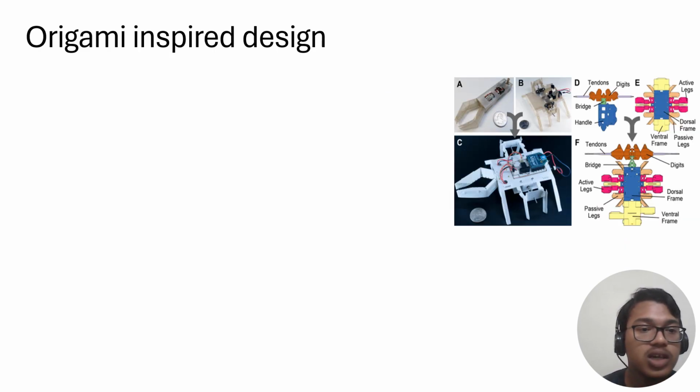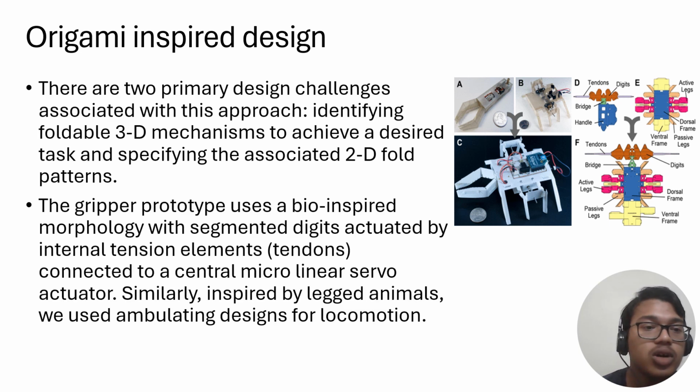Now let's talk about the origami-inspired design for the manipulator and the legged robot. There are two primary design challenges associated with this approach. First is identifying the foldable 3D mechanism to achieve a desired task, and specifying the associated 2D fold pattern. To solve the first problem, the foldable 3D mechanism, we take inspiration from nature. The gripper prototype, shown in figure A, uses a bio-inspired morphology with segmented digits actuated by internal tension elements or tendons connected to a central micro linear servo actuator.